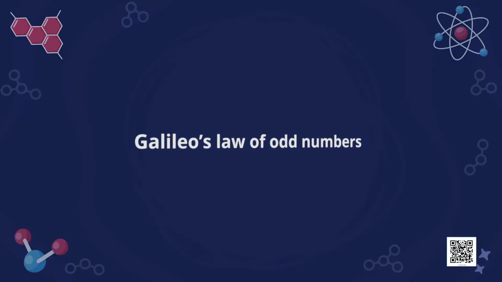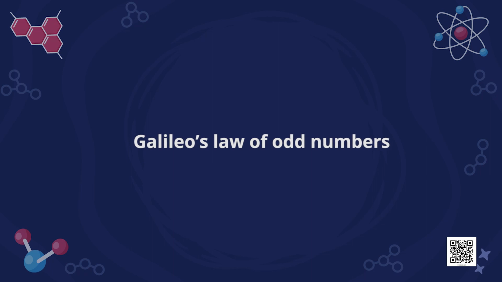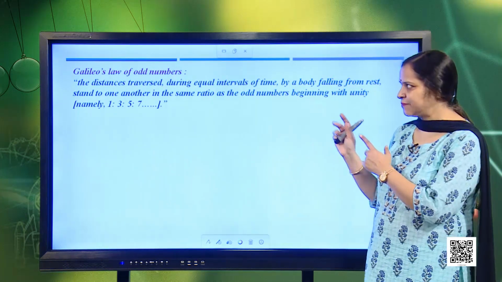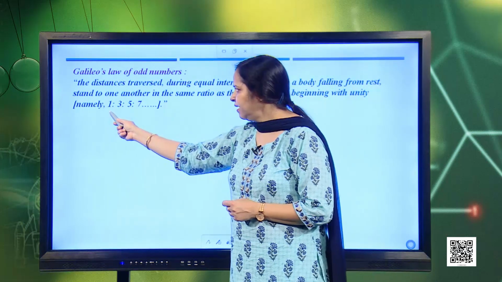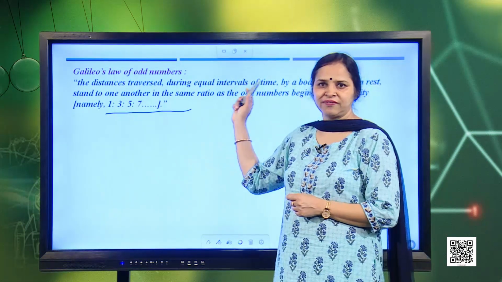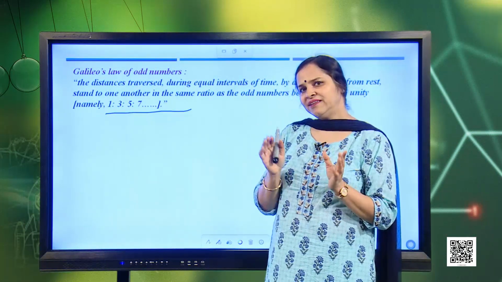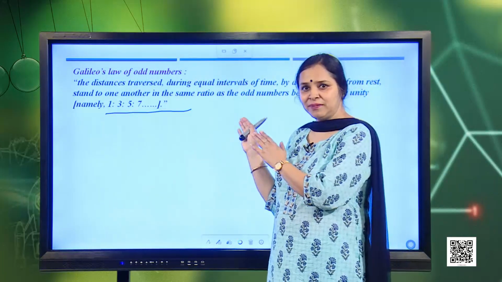Now let us talk about Galileo's law of odd numbers. Let us talk about its statement first. It states that the distances traversed during equal intervals of time by a body falling from rest stand to one another in the same ratio as the odd numbers beginning with unity. For example, you can say it is 1:3:5:7 and so on. Now let us try to understand what this law means.